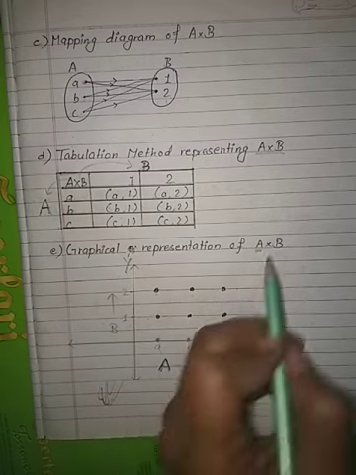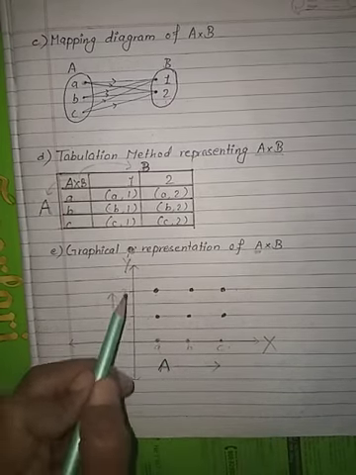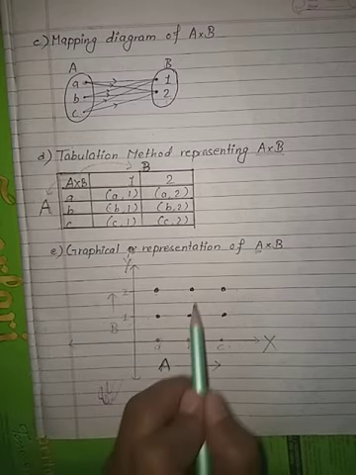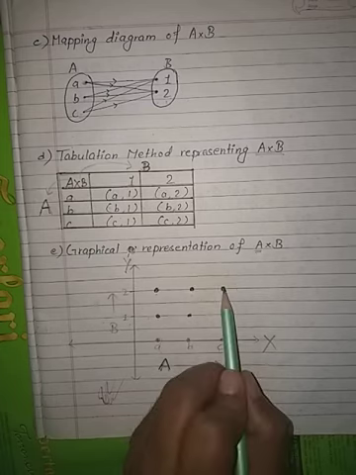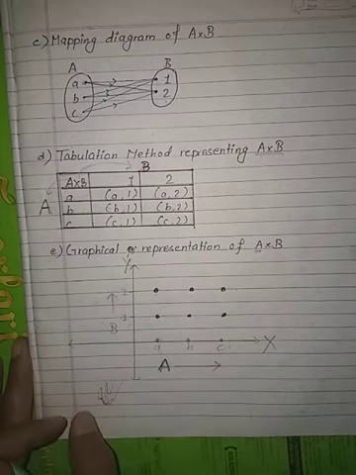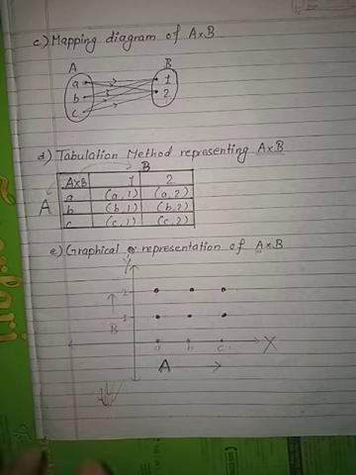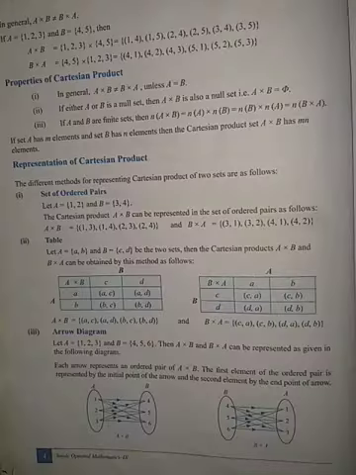All right, so the elements of B are 1 and 2. So A goes with 1, A goes with 2, B goes with 1, B goes with 2, C goes with 1, C goes with 2. So this is the representation of Cartesian product of A cross B in five different forms.